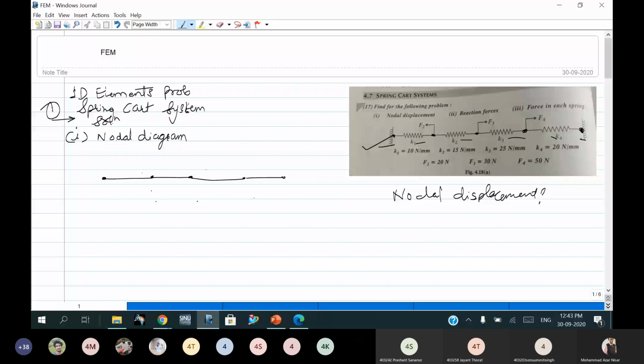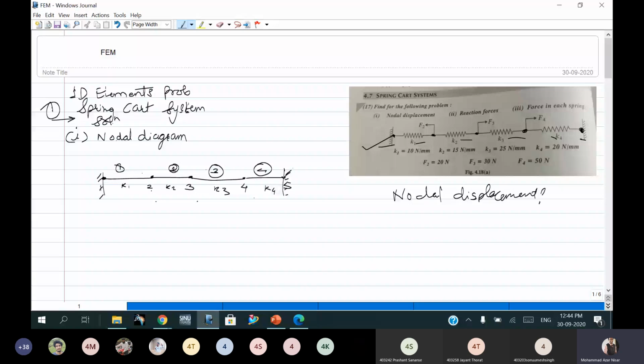4 elements with K1, K2, K3 and K4. Name the nodes 1, 2, 3, 4, 5. The first element is in between node number 1 and 2. The second element is in between 2 and 3. The third is 3 and 4, and the fourth is 4 and 5. And these are fixed. So this is the nodal diagram.